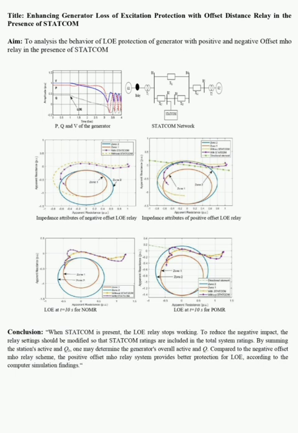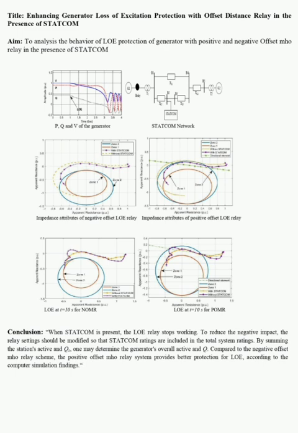The loss of excitation conditions that happen during condenser operation cannot be detected using either the GB or UI methods. RX with a directional element and the PQ scheme are both reliable and efficient techniques. When STATCOM is present, the loss of excitation relay may stop working.